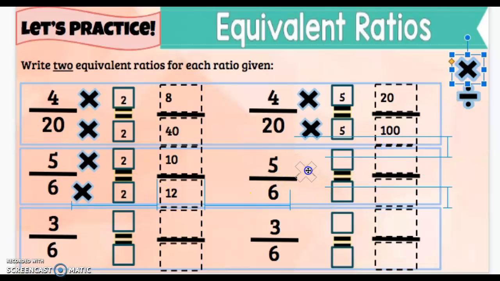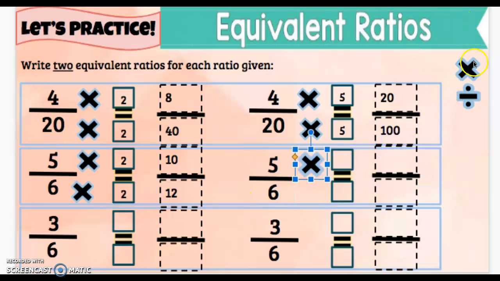Now I have 5 over 6 again, another one I have to do. Multiply the top, multiply the bottom. I'm going to pick 10 this time. 5 times 10 is 50. 6 times 10 is 60.